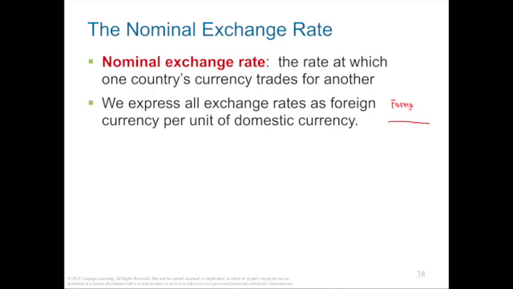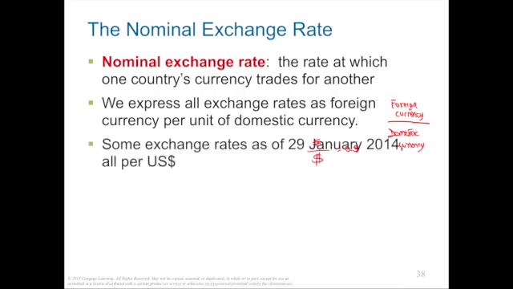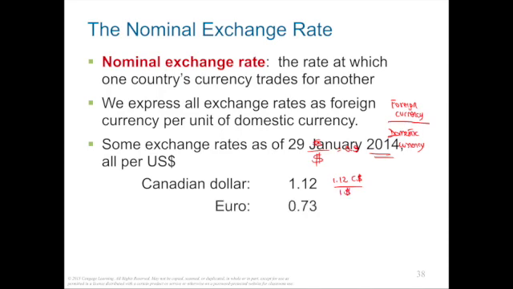So here is foreign currency for unit of domestic currency. In our previous example, it was euros per dollar, which was 0.9. Some exchange rates in 2014: the Canadian dollar was 1.12, which means 1.12 Canadian dollars for $1. Euro was 0.73 euros per dollar. Japanese yen is 124 yen, again per dollar.